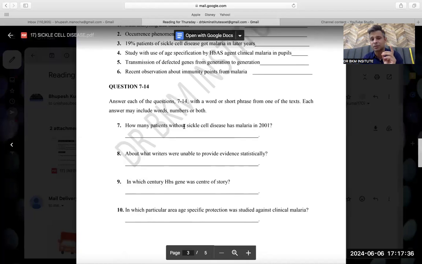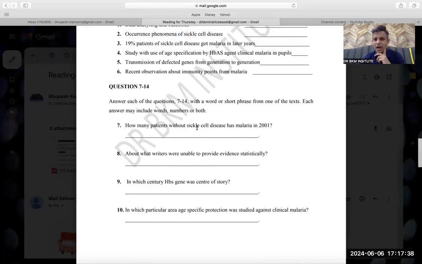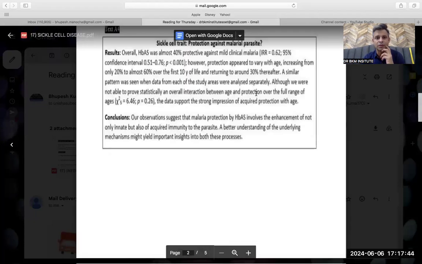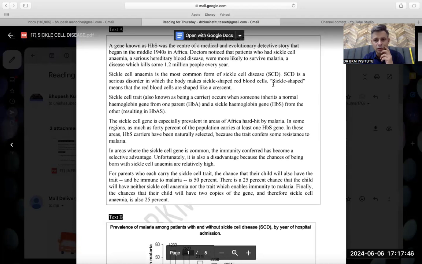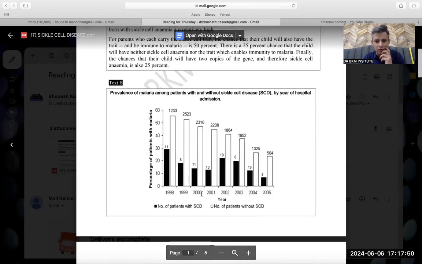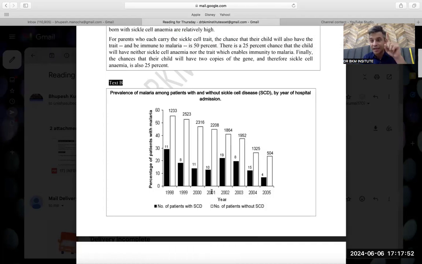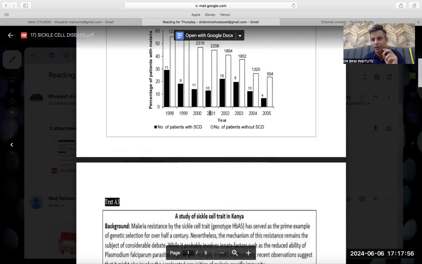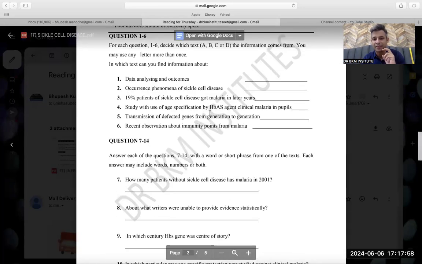Suppose if I start from this question number 7th or 8th, whatever, how many patients with sickle cell disease has malaria in 2001? So then I will start it from here. Suppose 2001, 2001, 2001. Oh, no, no, not given. Or 2001. That means I am starting from the A paragraph. And then I get to know, oh, 2001 is over here. Then I do question number 8.